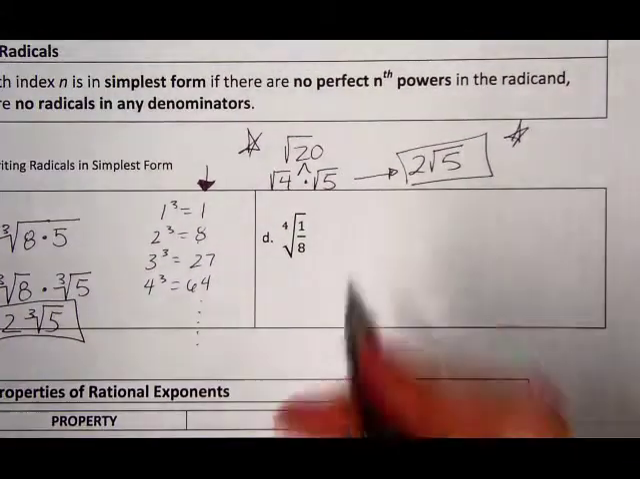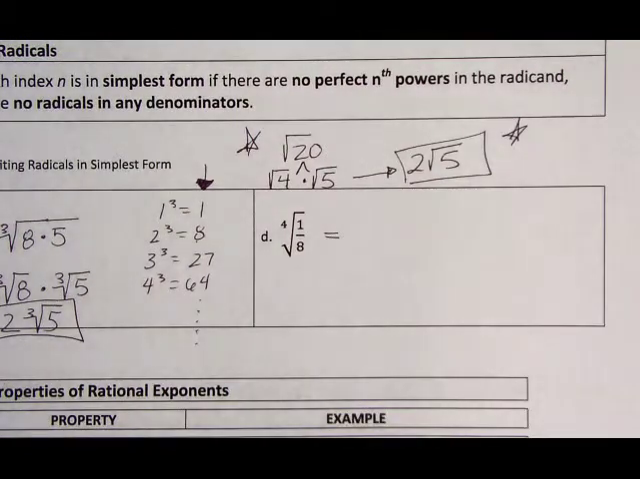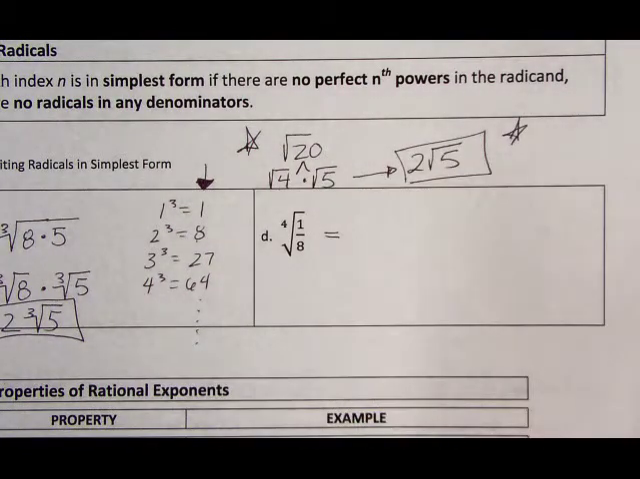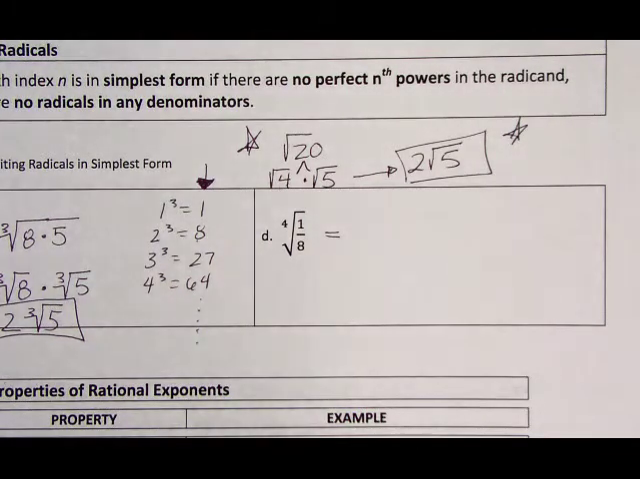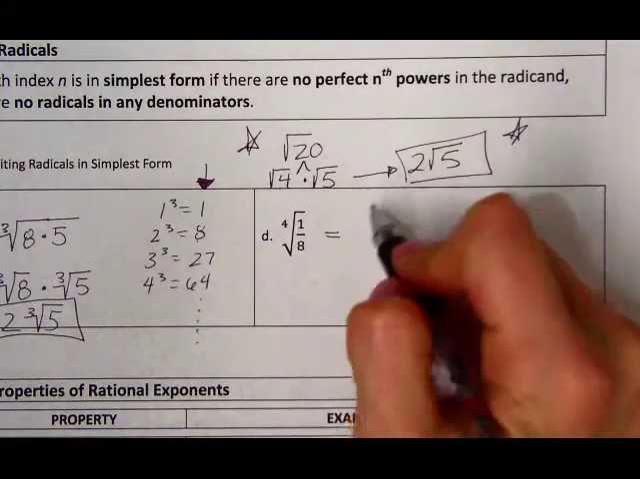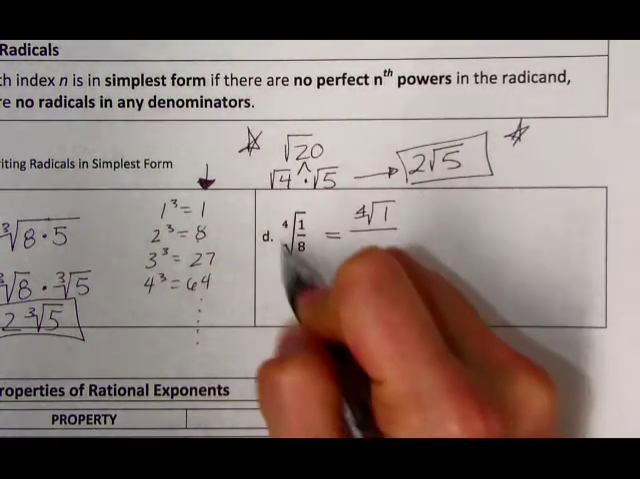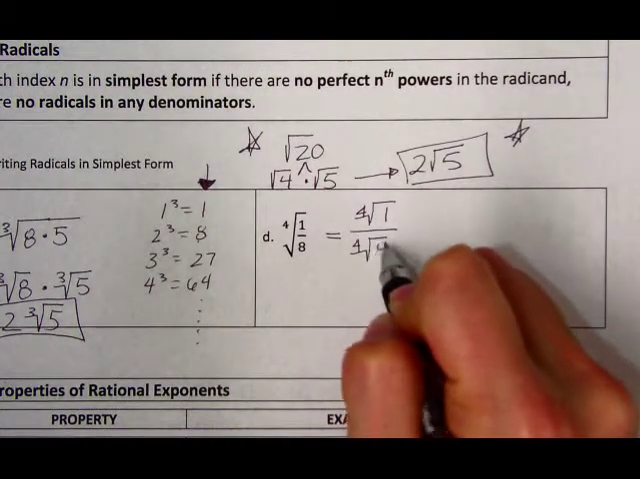In letter D, we're going to look at this a little bit differently. We have 1 over 8. Obviously, there's nothing that we can do here in terms of simplifying it. So we're going to use our other property, our quotient property, and we're going to separate our numerator from our denominator. So here we've got the 4th root of 1 over the 4th root of 8.